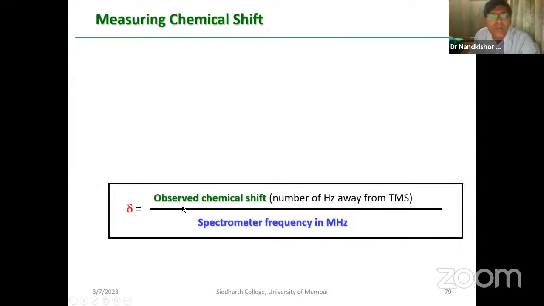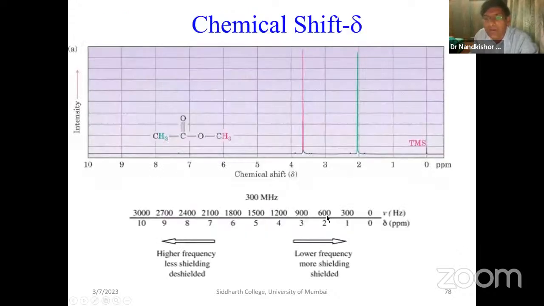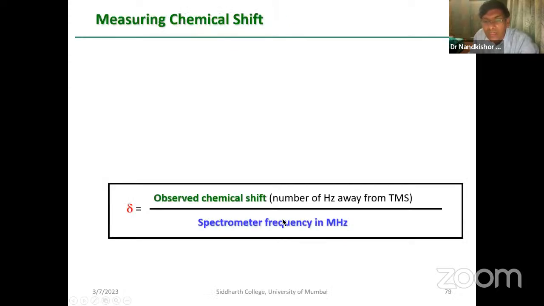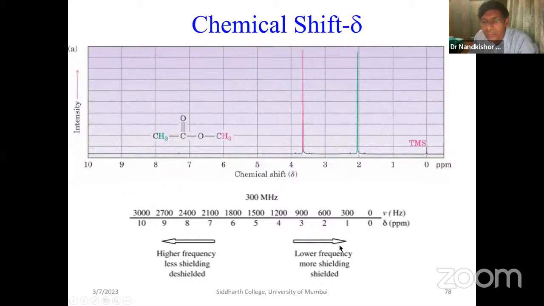Chemical shift is the observed chemical shift in hertz. Suppose we have a scale of 300, 600, and the instrument is 300 megahertz. So your scale starts with 300, 600, 900, and so on. This is the observed frequency, which will be measured in hertz. We refer to the instrumental frequency, the magnetic field and the radio frequency source, as directly proportional. That means megahertz is considered the instrumental frequency here. So 300 megahertz, that is 300 into 10 to the power 6.